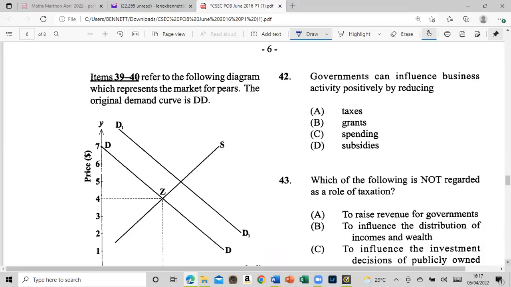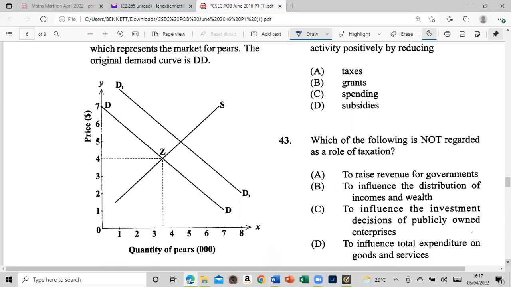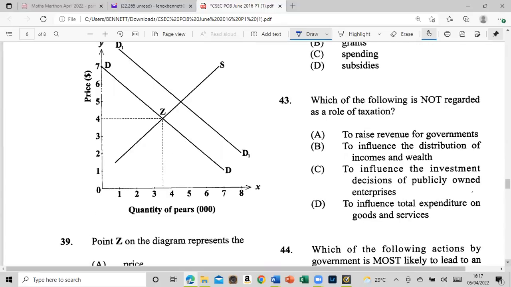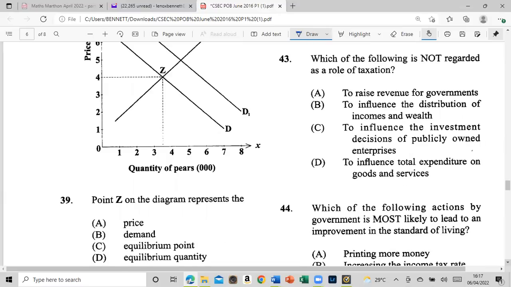Items 39 to 40 refer to the following diagram, which represents the market for pears. The original demand curve is D. All right, let's see what they ask us. So we have the price and we have the quantity of pears, per thousand. It says point Z on the diagram represents, is it price, demand, equilibrium point, or equilibrium quantity? And that would be equilibrium point. So this right here is the equilibrium point. And that would be C.